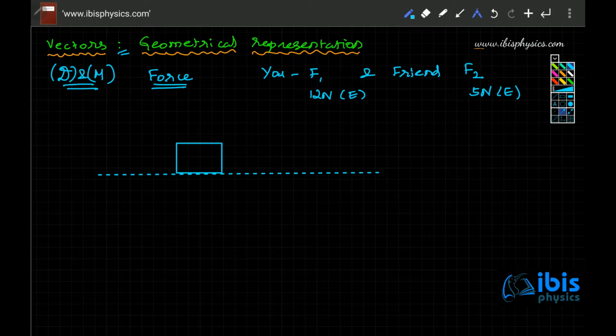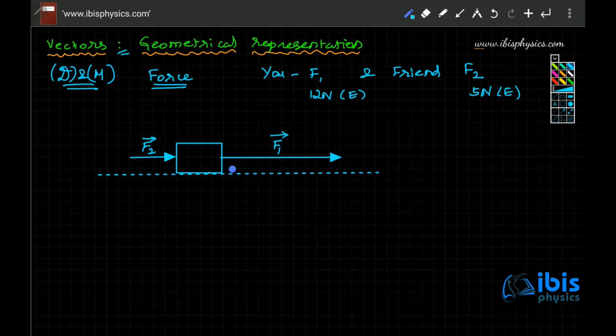To represent that you have applied 12 Newton force, you draw a 12 centimeter line along the eastern direction. Because your friend applies a 5 Newton force, you draw a 5 centimeter line, whereas the direction is along the same direction. This is called the F1 vector and this is the F2 vector. Because it has direction, we mention it with an overhead arrow.